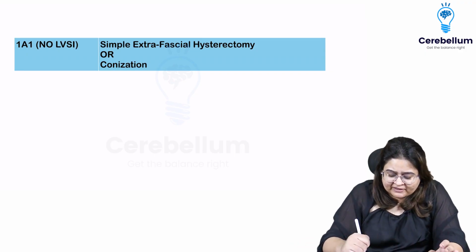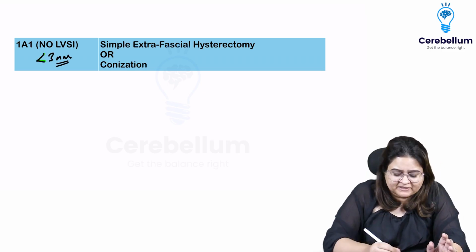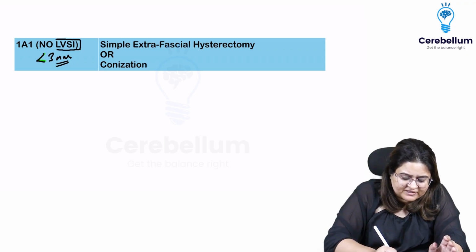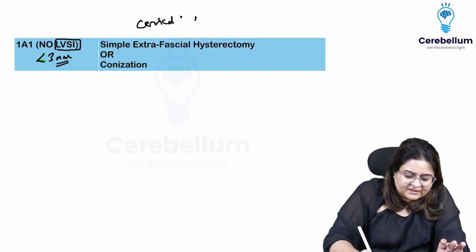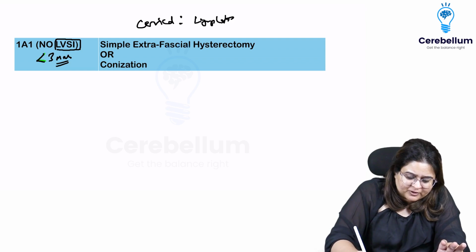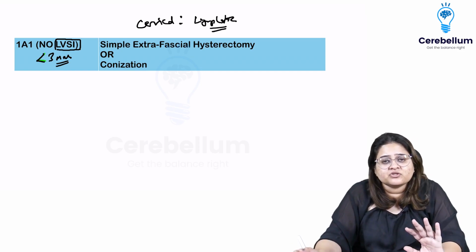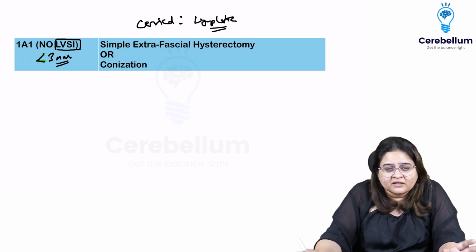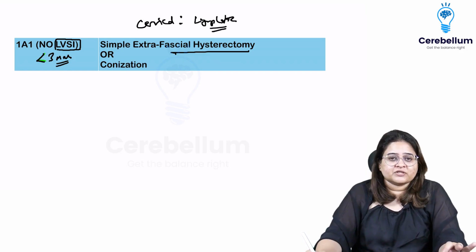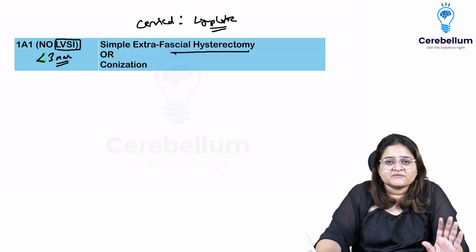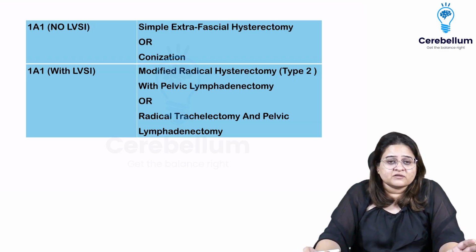Now, if it is 1A1, that means the depth of invasion is less than 3 millimeter, and on the biopsy, the pathologist says there is no lymphovascular space invasion. Remember, cervical cancer, the primary mode of spread is lymphatic spread. So, if the biopsy is telling you there is no invasion of the lymph space, then you can even just do a cone biopsy. If she's young, you can do a cone biopsy; if she's older, you can do a simple hysterectomy, a type 1 hysterectomy. You're not doing any radical hysterectomy if it is very small, micro-invasive, less than 3 millimeter with no lymphovascular space invasion.